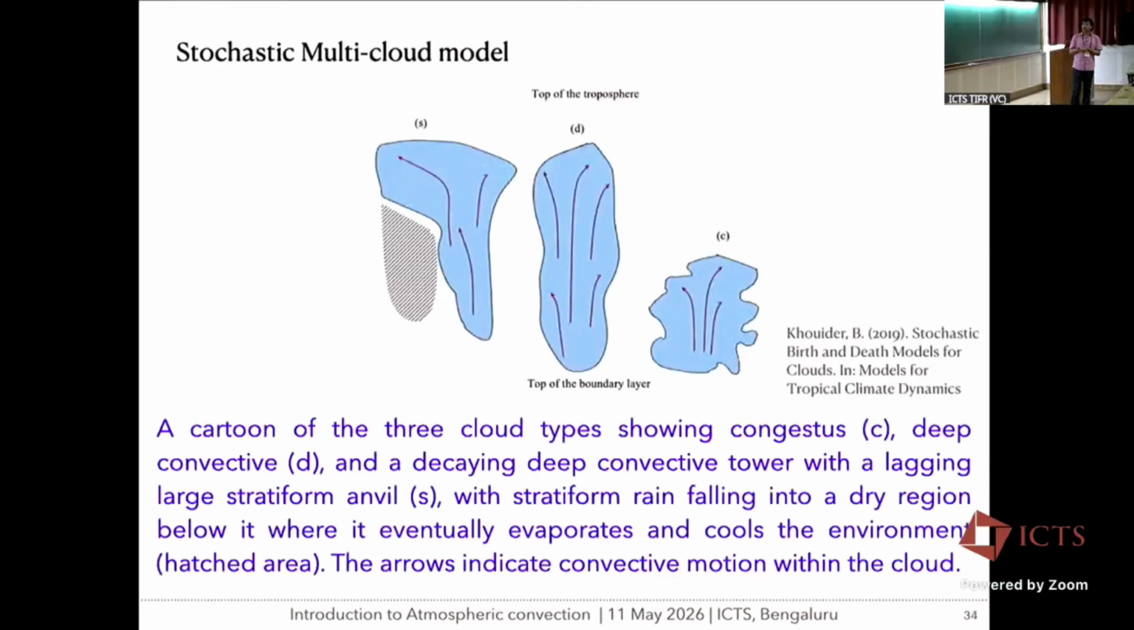And people like Boualem Khouider and Andrew Majda, whom I had mentioned in my introduction, design convection schemes inspired by these three cloud types. I will not go into detail on these parameterization schemes. I just wanted to mention that these observational aspects of clouds have motivated people to directly use this information to design convection parameterization schemes.